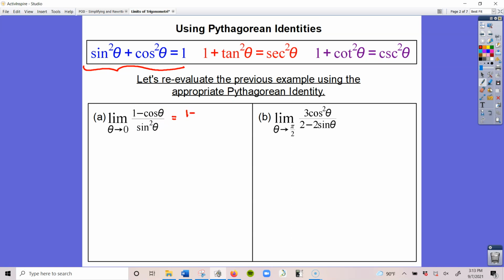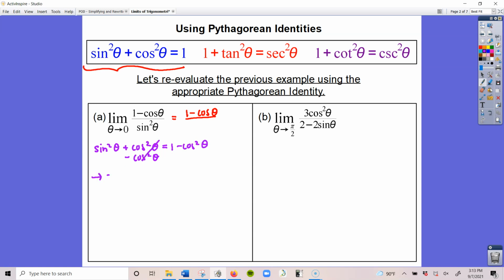In the numerator, we're going to leave it as 1 minus cosine theta, since this is not squared. However, for the denominator, sine squared, I'm going to see if I can apply a Pythagorean identity. This is my Pythagorean identity that has sine squared. It's the only one, so this is the one I'm going to have to use. I'm just going to copy the identity first so you can see what I'm going to do. I want to see if I can replace sine squared with something else. So this identity allows me to solve for sine squared. So I'm going to subtract cosine squared from both sides.